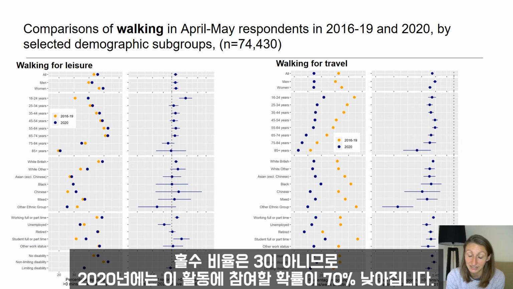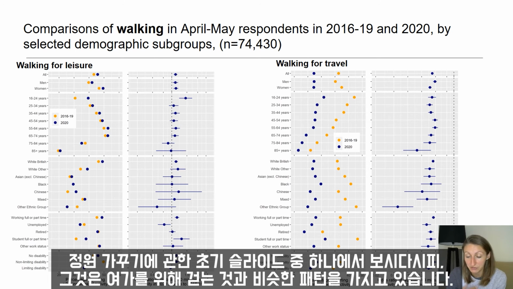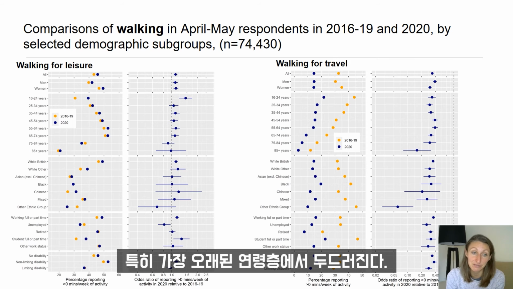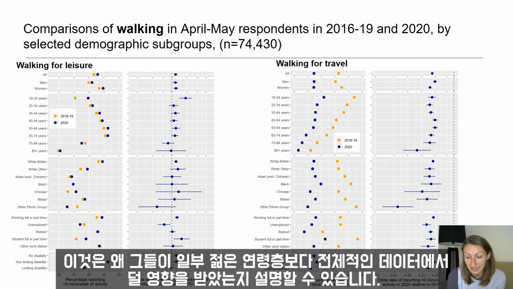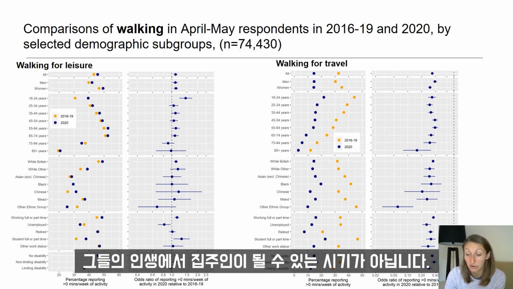I've not really got time to go into other activities, but as you can imagine from one of the early slides I showed you on gardening increasing, that has a similar pattern to walking for leisure. In fact, it's potentially more stark, and it's particularly evident in the oldest age groups, which may explain why they were less affected in the overall data than some of the younger age groups who potentially don't have access to gardens in the UK. They're not homeowners by this stage in life.